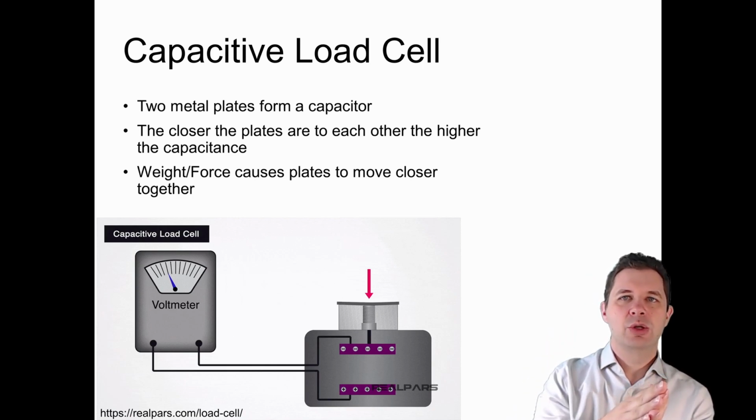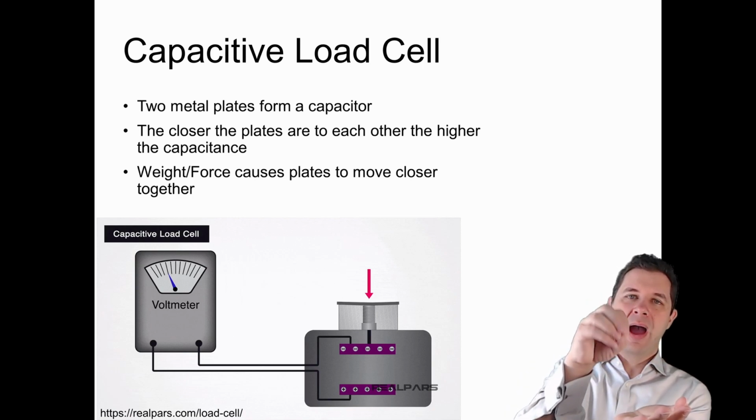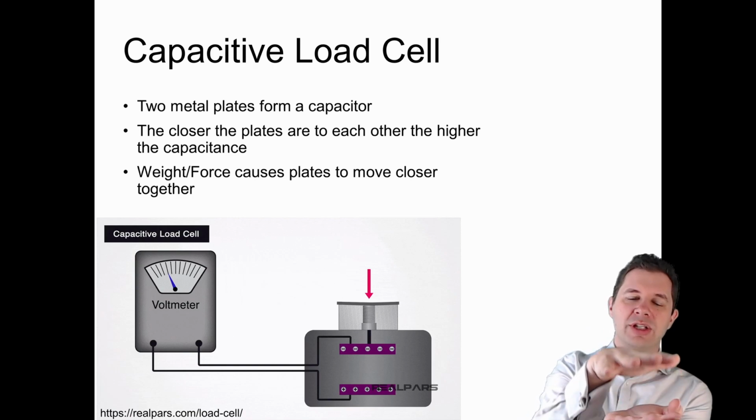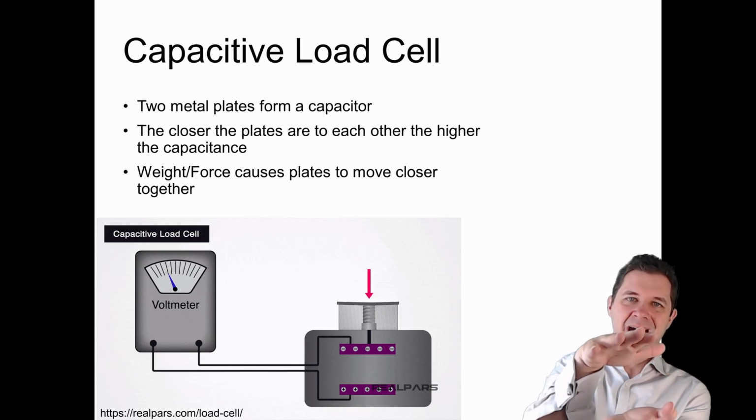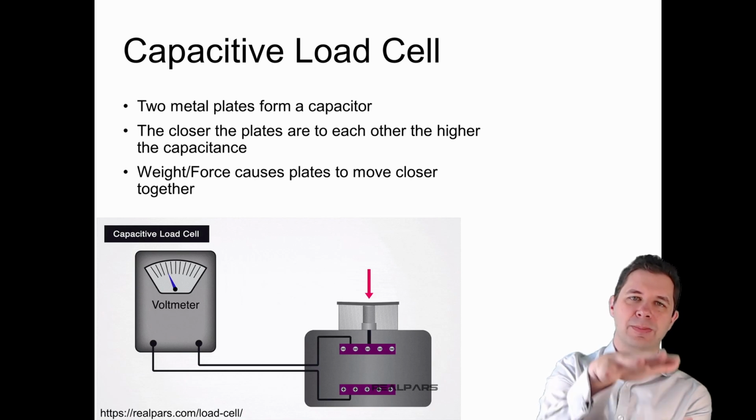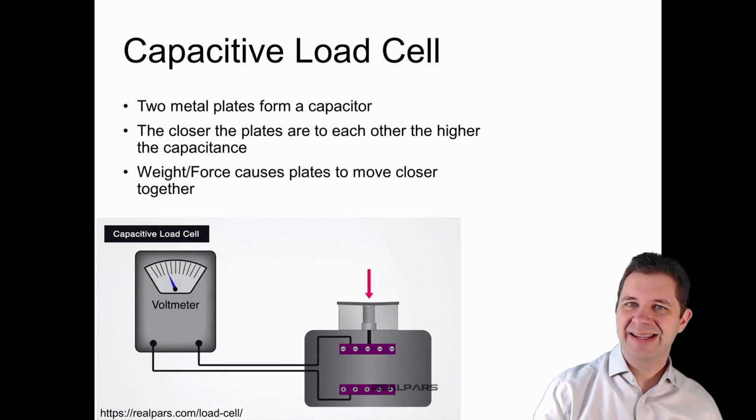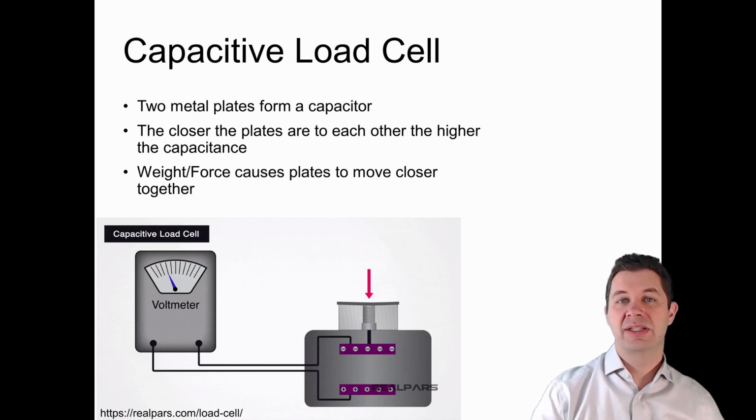Essentially what we can do is couple the weight or the force being applied to control how close those plates are to each other. So if we've got a larger force applied, those plates can be closer together. Or if we've got a smaller force applied, those plates can be further away from each other. And so we can directly measure the capacitance of this load cell and, based on that, infer the force or how much weight has been applied here.